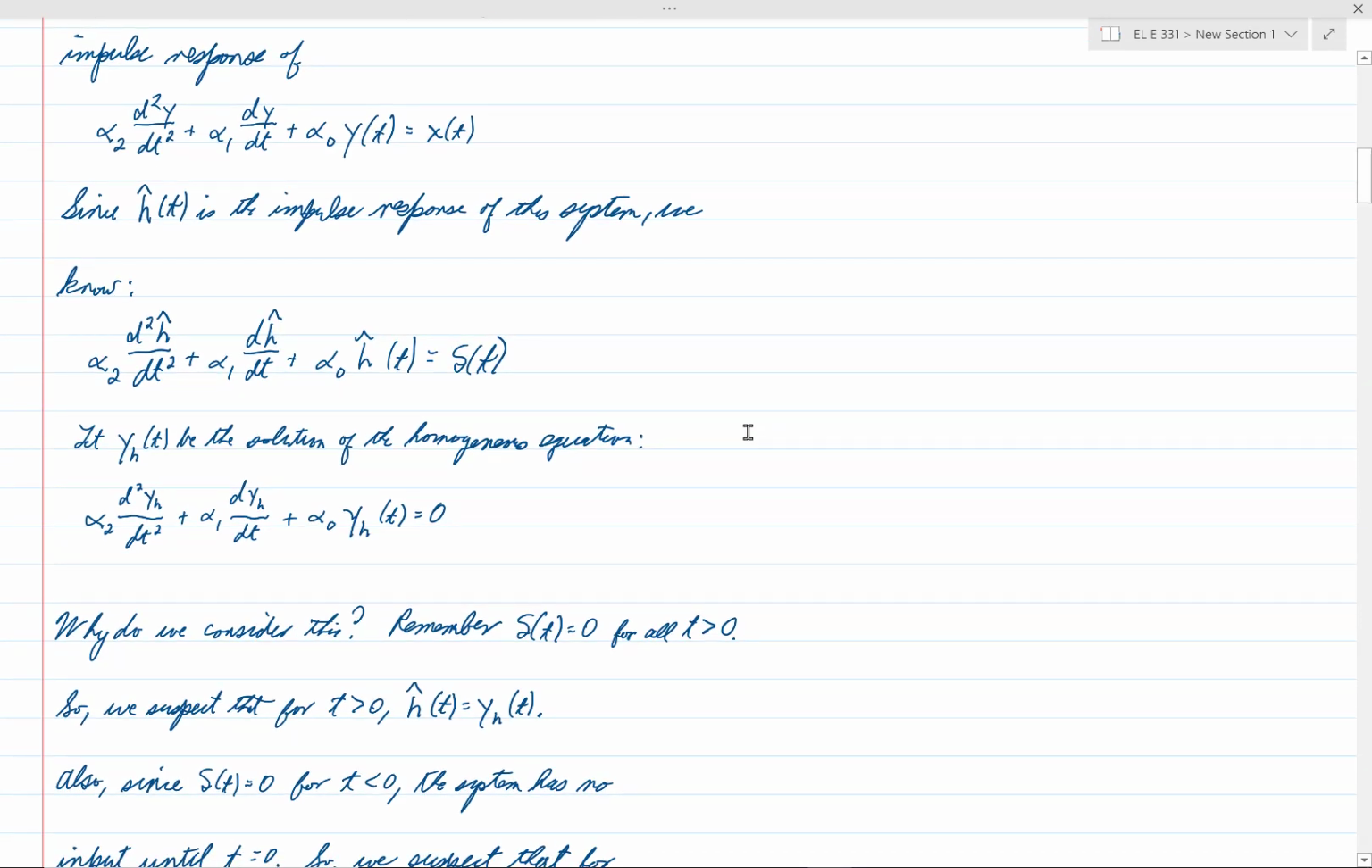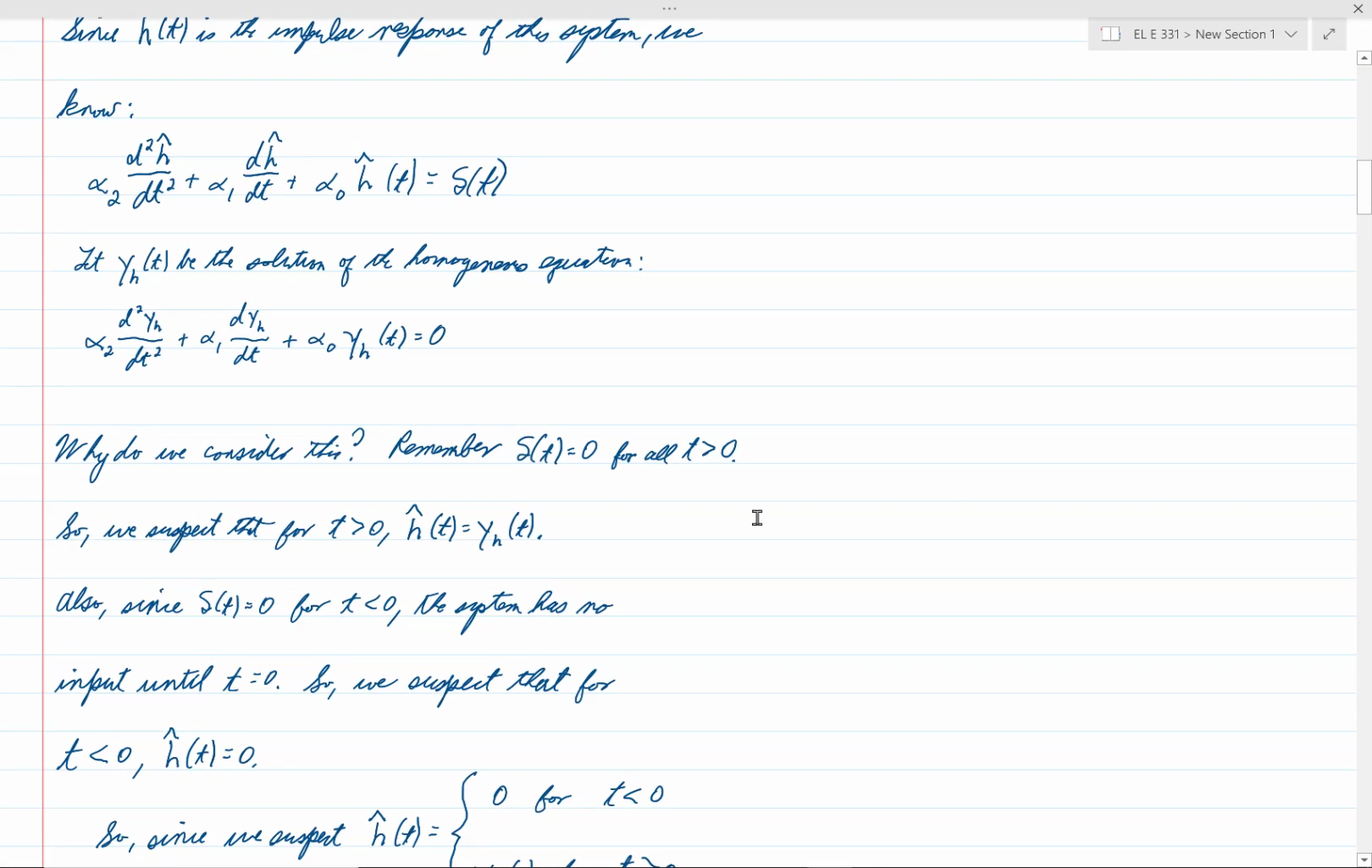Well, the first thing we do is we find the homogeneous solution, yh of t. In other words, that's the solution of the homogeneous equation, the equation that we get when we drop the right-hand side and replace it by 0. Now, that may seem like a strange thing to do. Why would we want to drop the right-hand side and set it equal to 0? But if you think about it for a moment, that's not such a strange thing to do, because remember what the delta function itself looks like. The delta function is equal to 0 for all t greater than 0.